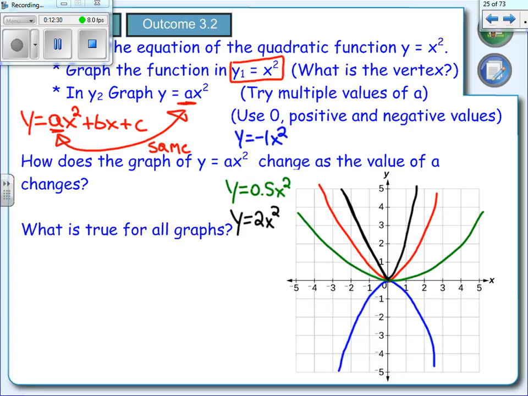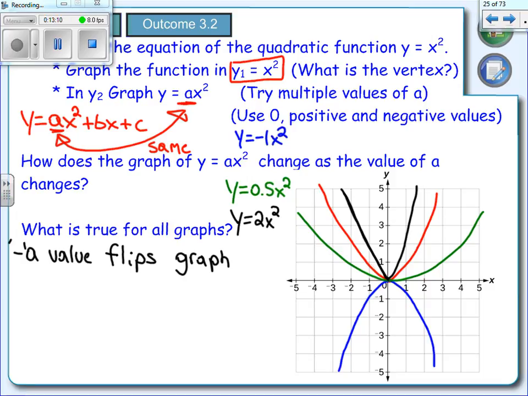So what is true for all graphs? Well, for all these graphs, what's true is a negative A value flips the graph. Now, flip isn't the correct mathematical term. The correct mathematical term would be a reflection about the x-axis. So it reflects down into the other side. But I like to use the word flip because it gets the point across. So a negative A value flips the graph.